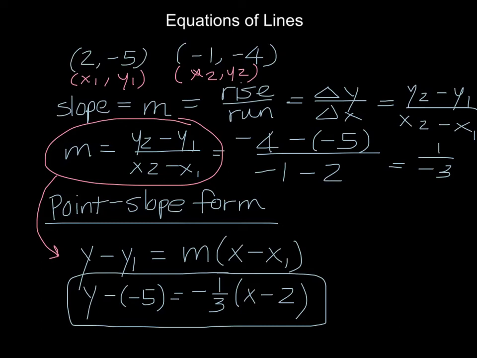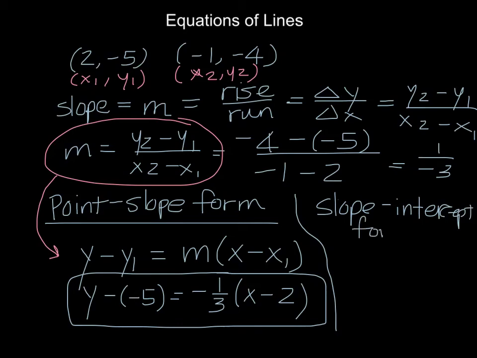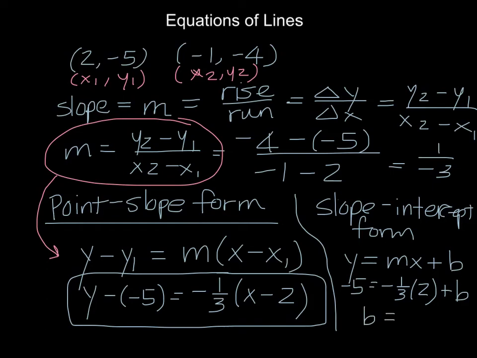Now the next form is called the slope-intercept form. And I'm going to put it over here. The slope-intercept form, that's our famous y equals mx plus b form. So you plug in a y, -5, you plug in your slope, -1/3, you plug in your x, which is 2, and then you solve for b. And when you solve for b, you get -13/3.